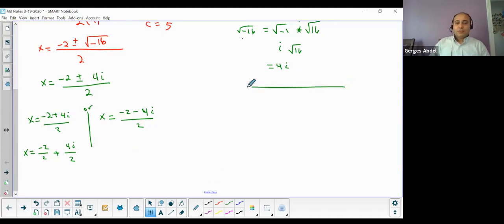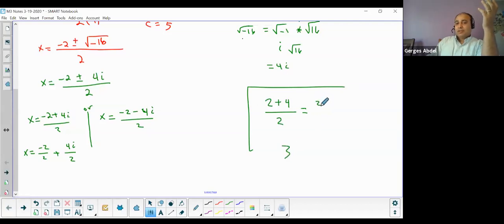Okay, let me give you a side note right here, quickly. Let's cover everything right here and think about this. If I give you something like 2 plus 4 divided by 2, how do you solve this one? Obviously, 2 plus 4 is equal to 6. 6 divided by 2 is equal to 3. Can I write it like this? So the answer should be 3, right? If I write it like this, 2 divided by 2 plus 4 divided by 2, it is the same thing. 2 divided by 2 is the same as 1, plus 4 divided by 2, which is the same as 2. 1 plus 2 is equal to 3.